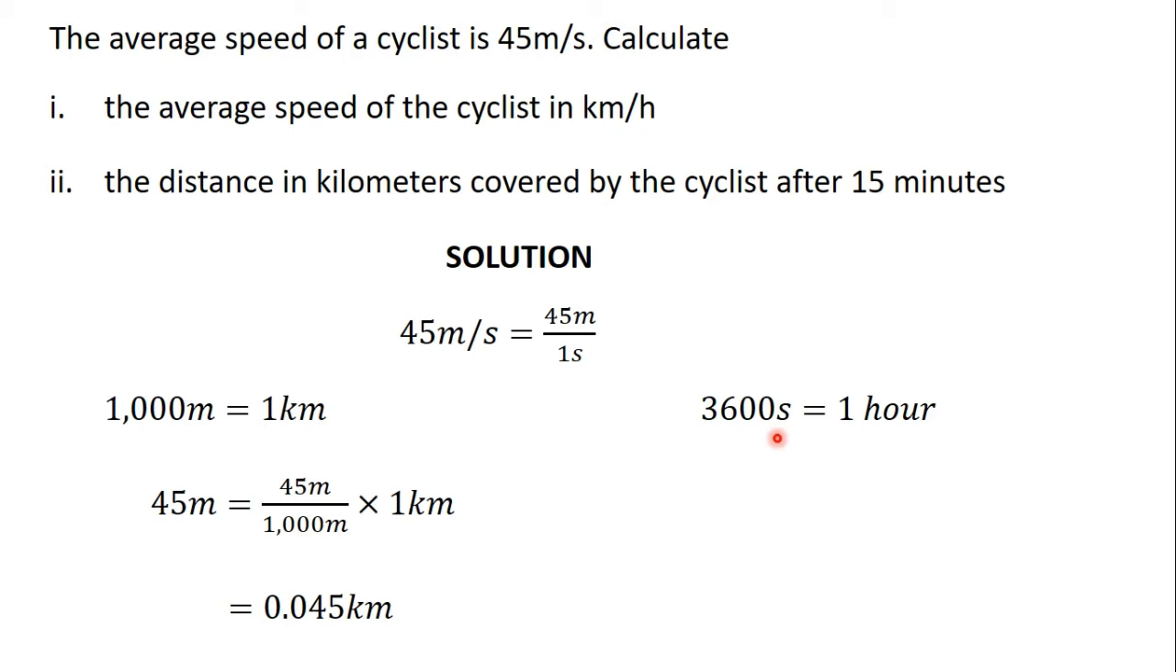If less, more divide. So 3600 seconds will divide. 1 second will be the numerator. So we have 1 second divided by 3600 seconds times 1 hour. Seconds and seconds will cancel each other out. So 1 second will be equal to 1 divided by 3600 hours. So now we have the distance in kilometers, we have the time in hours. We can find the average speed of the cyclist in kilometers per hour.